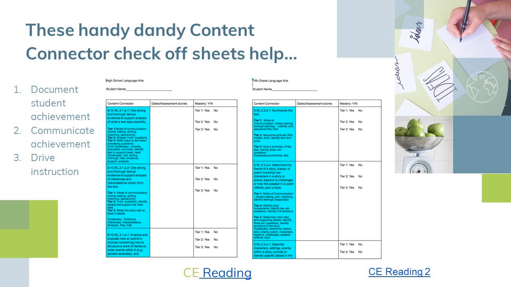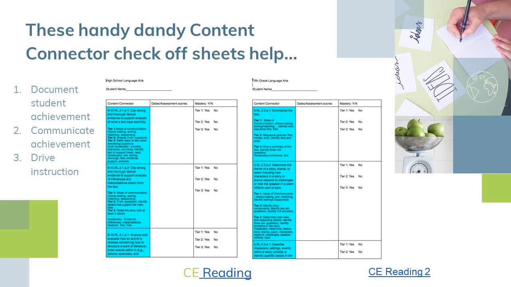It's kind of like maybe a report card. We do still have other report cards as well. But this is just a document for student achievement. It clearly communicates the achievement, and it helps to drive instruction as well. So on the left-hand side, on the turquoise color there, it lists our state standard or our content connector.